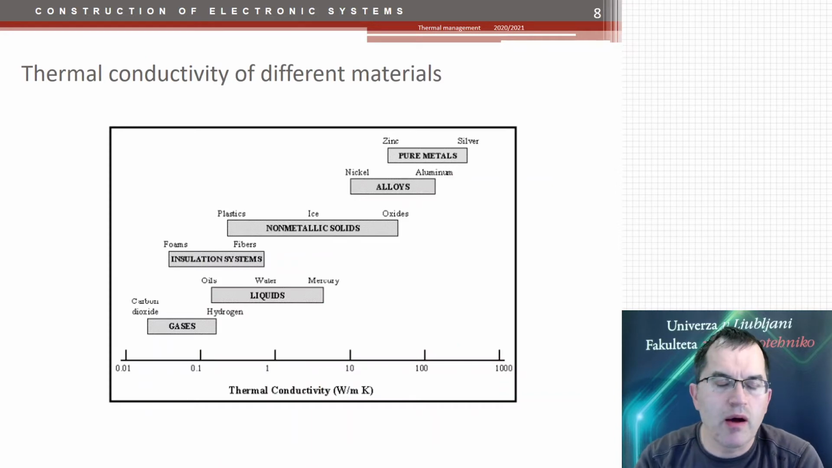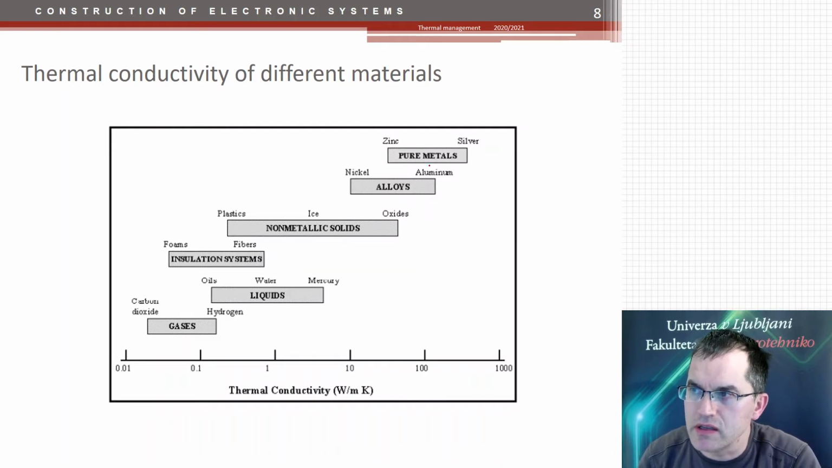And about the specific conductivity of materials, you can see that metals have the highest conductivity while gases have the lowest, and liquids and some non-metallic solids are in between. This is because the highly electrically conductive materials also have good thermal conductivity because they have a lot of free electrons. So the free electrons are the ones which are conducting heat here.